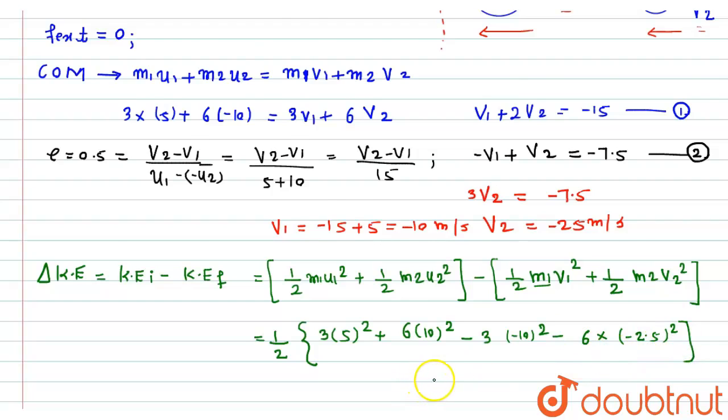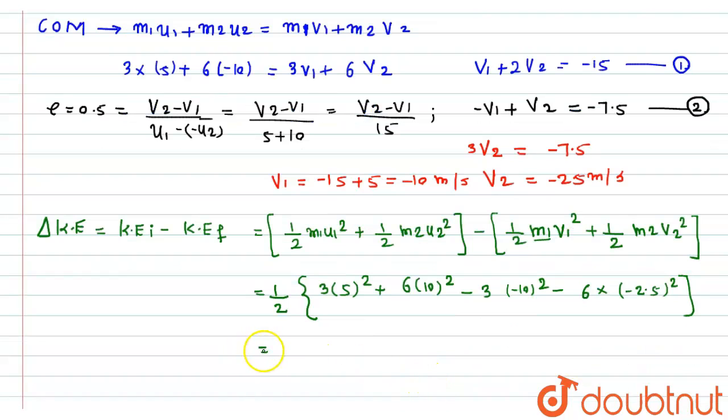On solving this, the loss in kinetic energy equals 168.75 joule, and hence we can approximately write it as 169 joule. This will be our final answer: the loss in kinetic energy will be 169 joule. So this is the required solution.